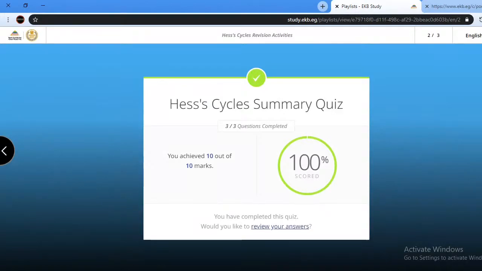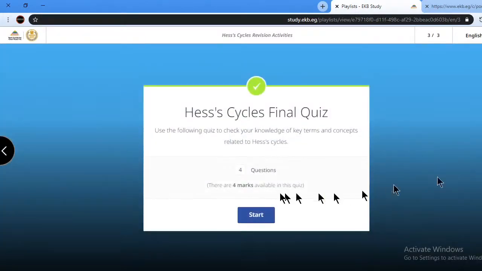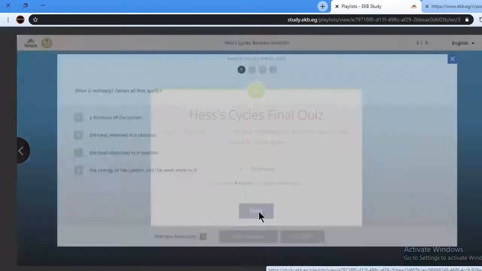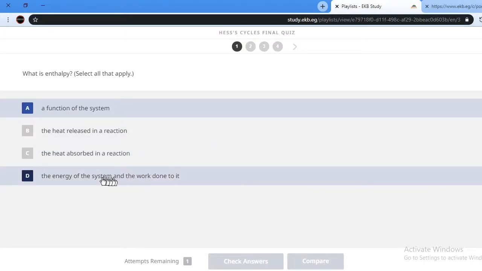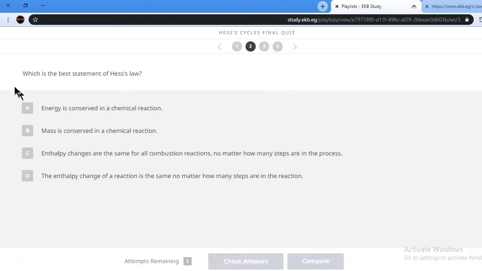You achieved 10 out of 10 marks. Let's turn to complete the question. There are 4 marks available in this quiz. Start. What is enthalpy? Which is the best statement of Hess law?